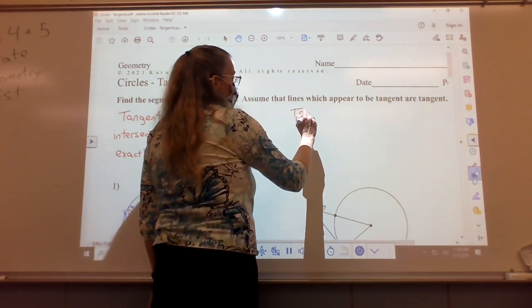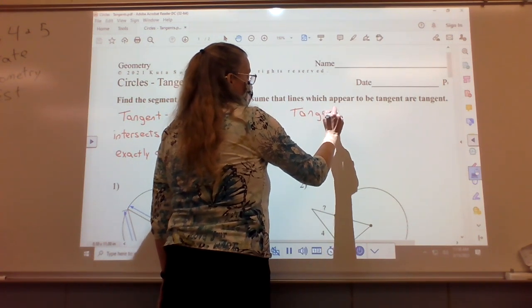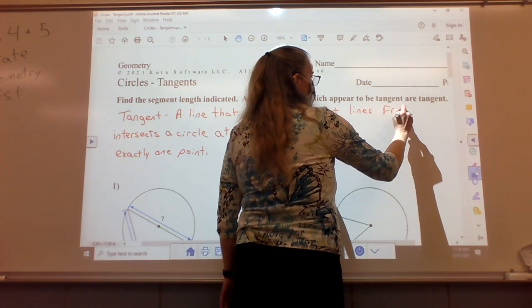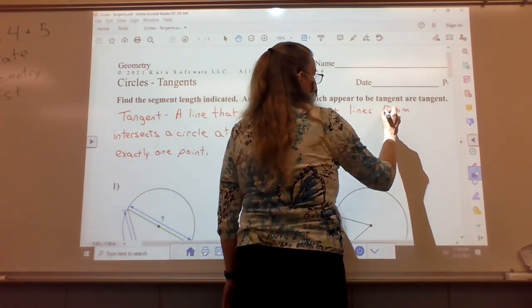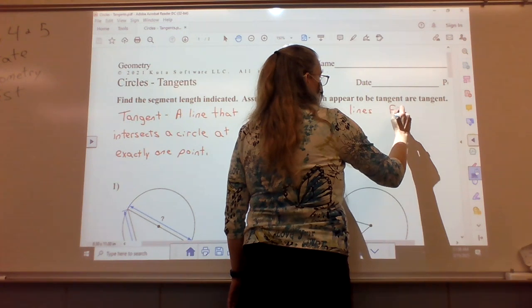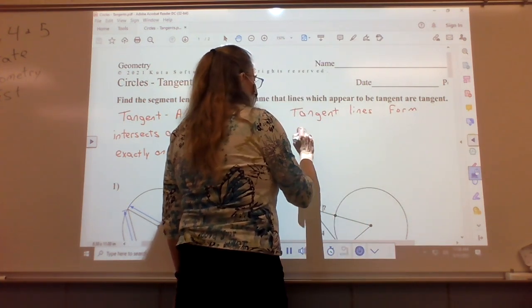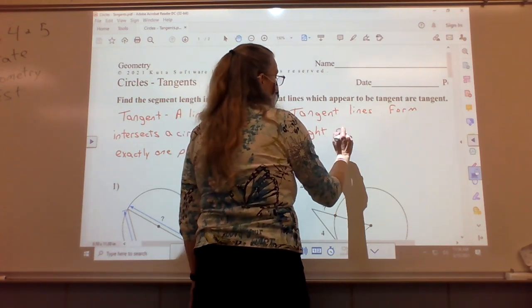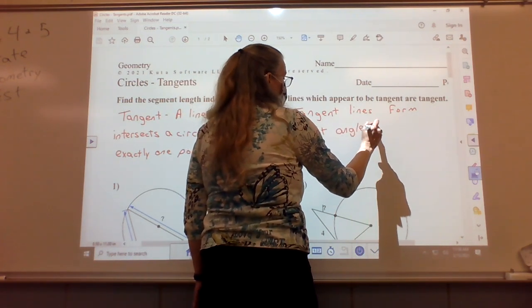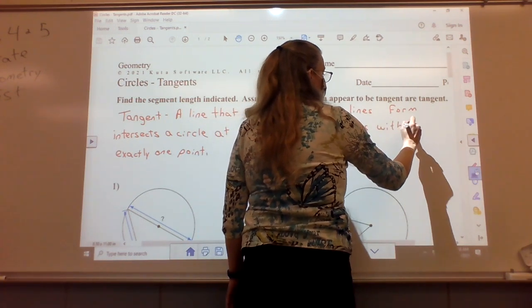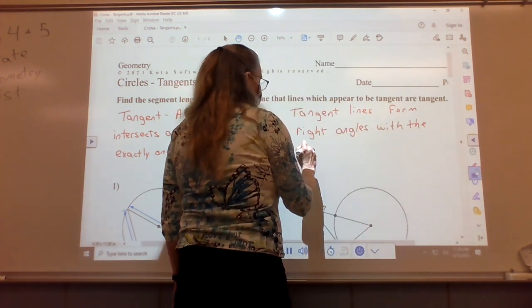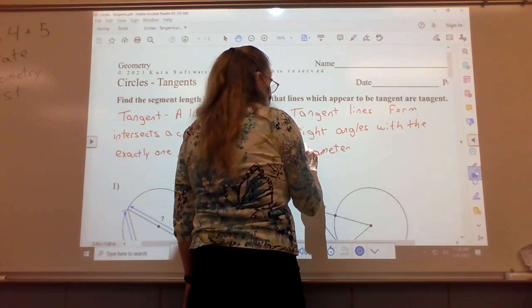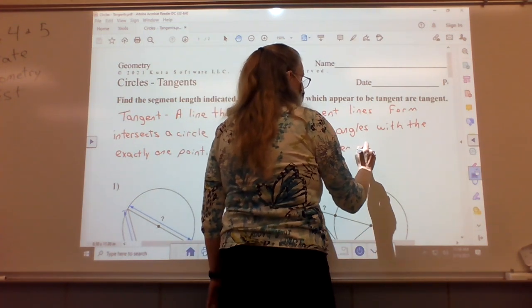And then over here, I'm going to say tangent lines form right angles with the diameter or radius.